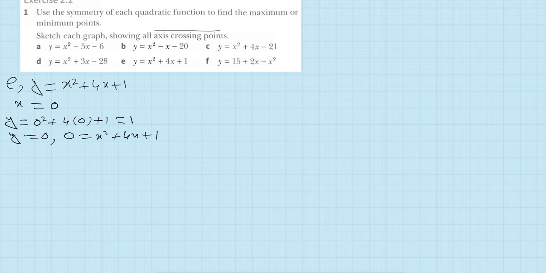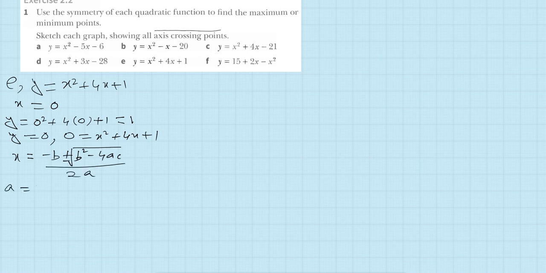Student, this equation is a quadratic equation, but it cannot be factorized because there are no two numbers which have a multiple of 1 and an addition or subtraction of 4. So we will go to the quadratic formula. What is the quadratic formula? x equals minus b plus minus root of b square minus 4ac, over 2a.